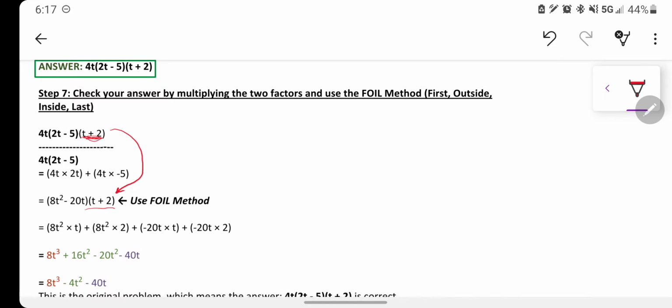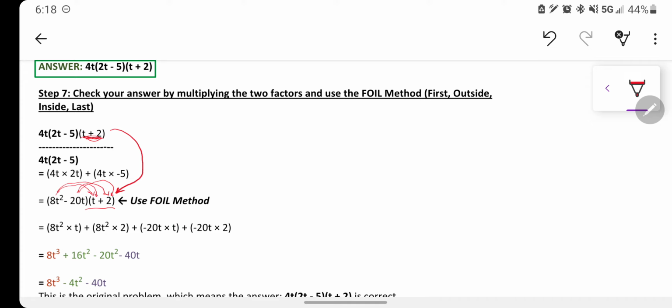So now we could use the FOIL method. The FOIL method is going to be like so. It's 8t squared times t plus 8t squared times 2 plus negative 20t times t plus negative 20t times 2. So it's your first times that, then your first times that, and then you do the same with the second value, pretty much.